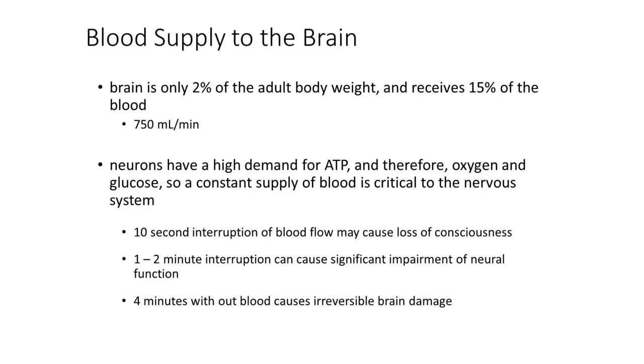So if you have a 10-second interruption of blood flow, you could become unconscious. A 1 to 2 minute interruption can cause significant impairment of neural function, and 4 minutes will most likely cause irreversible brain damage. So very important to have that constant supply of blood to the brain and to all the neurons and our nervous system.